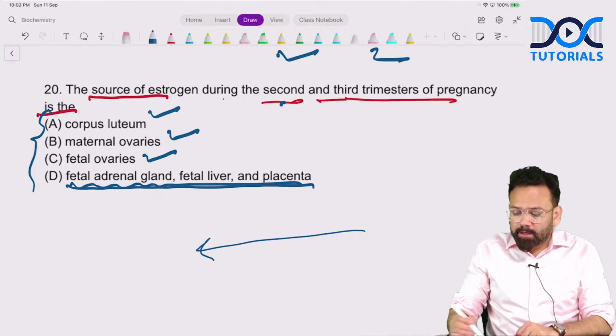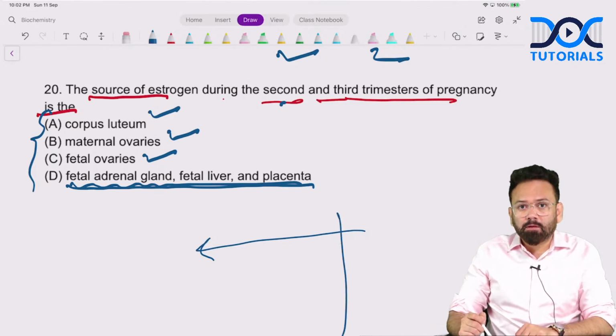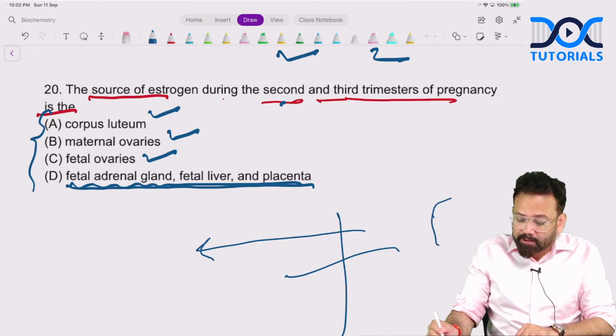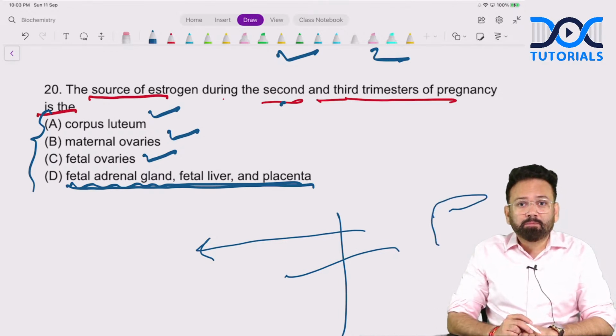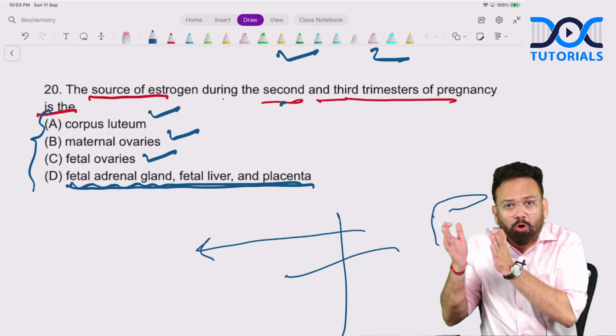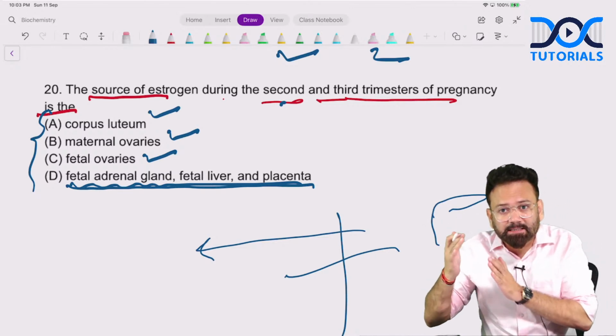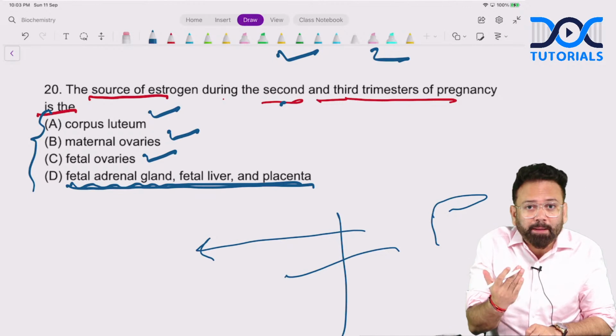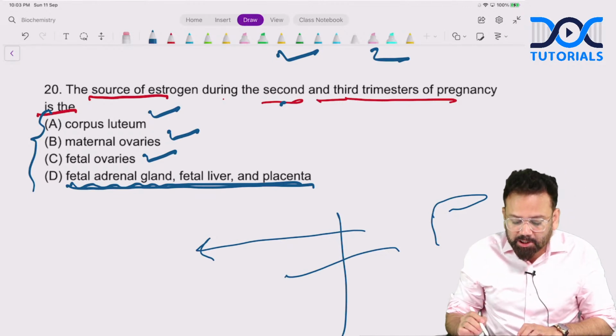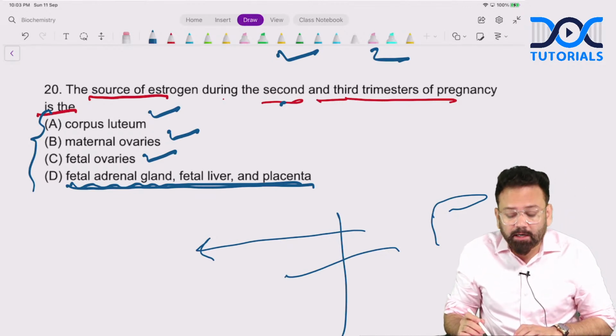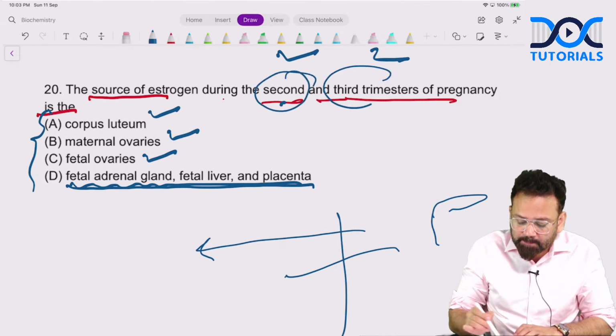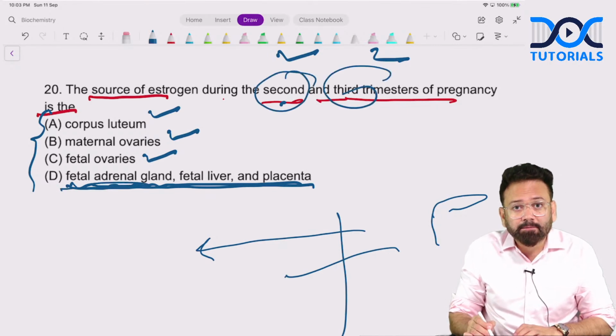We used to study that it comes from the placenta. But from where? Fetal liver, fetal adrenal gland. Of course, it crosses the placenta, but it comes from the fetus. So the fetus is also helping the mother by providing the estrogen. So the source of estrogen in the second and third trimester is the fetal adrenal gland. Okay.